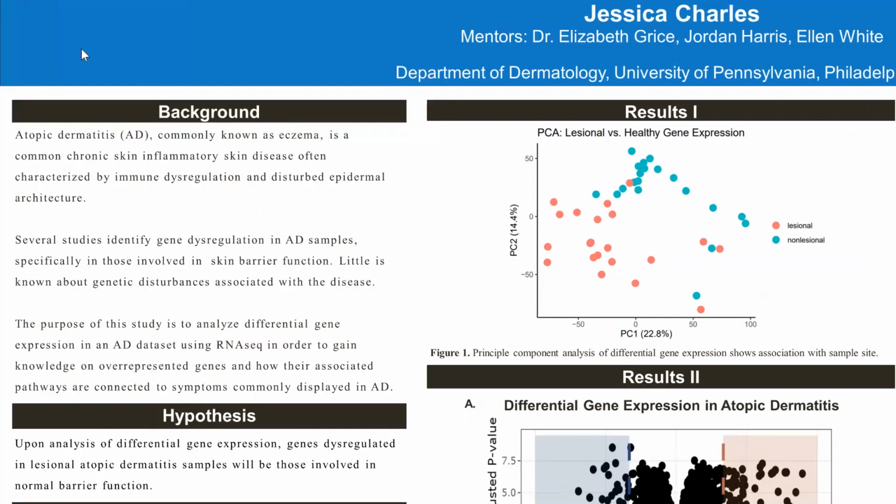Several studies have identified gene dysregulation when analyzing AD samples. However, there is still limited knowledge on genetic disturbances associated with the disease. The purpose of this study is to analyze differential gene expression using RNAseq to determine dysregulated genes and how their pathways connect to commonly displayed symptoms of atopic dermatitis. I hypothesized that dysregulated genes revealed in the analysis would be those involved in normal barrier function.